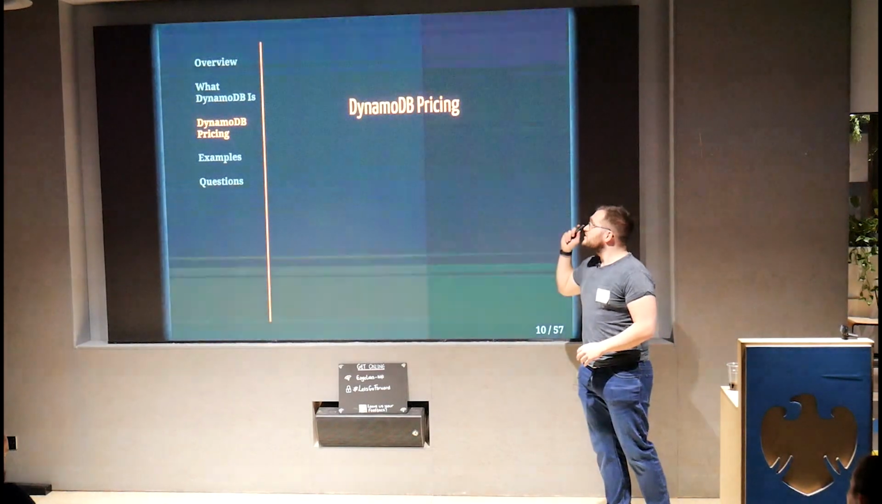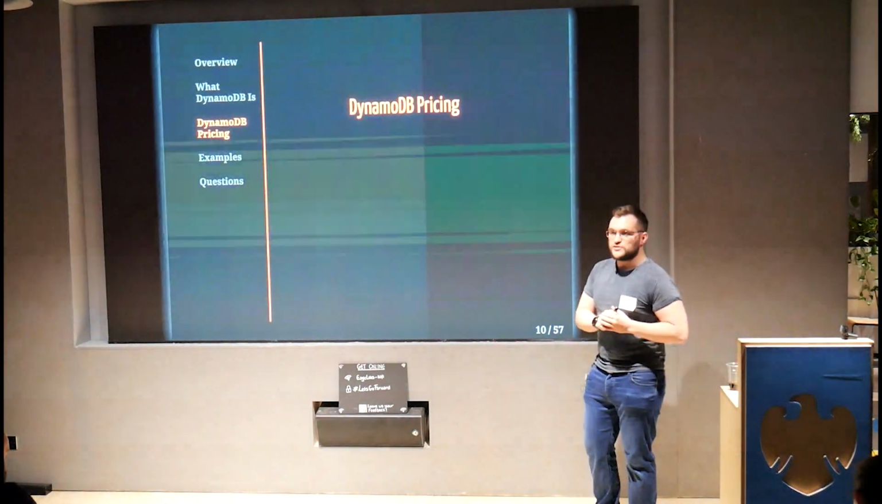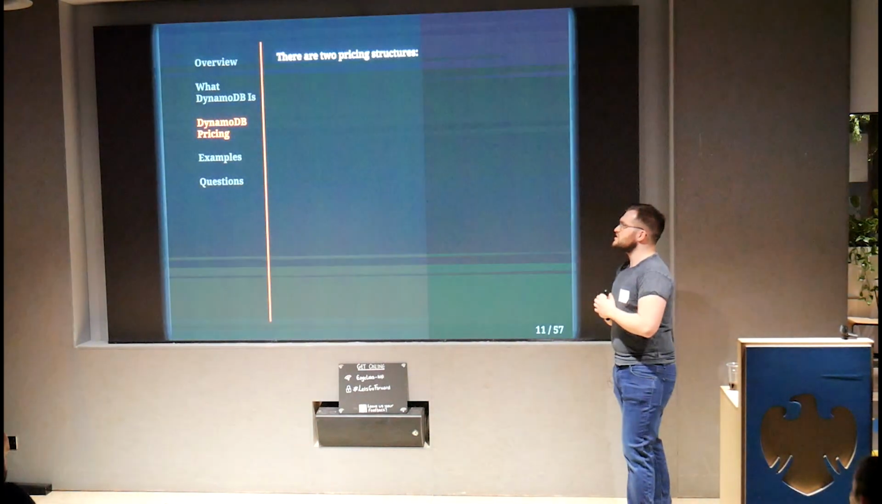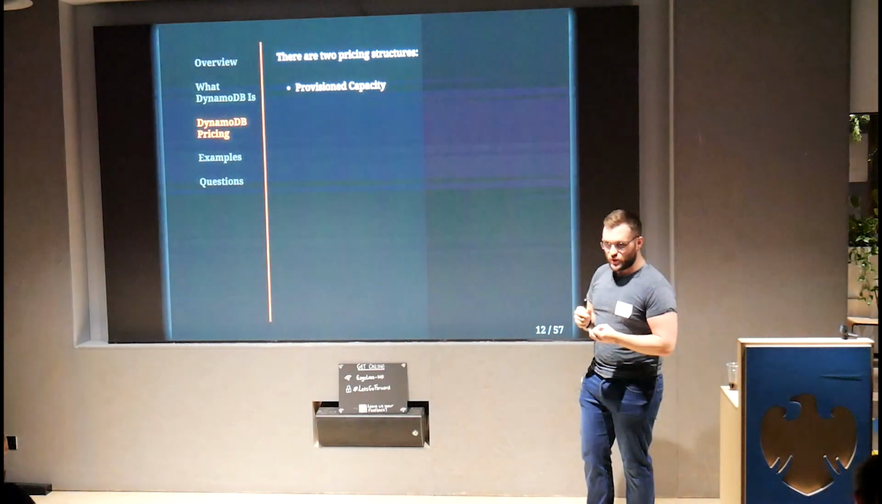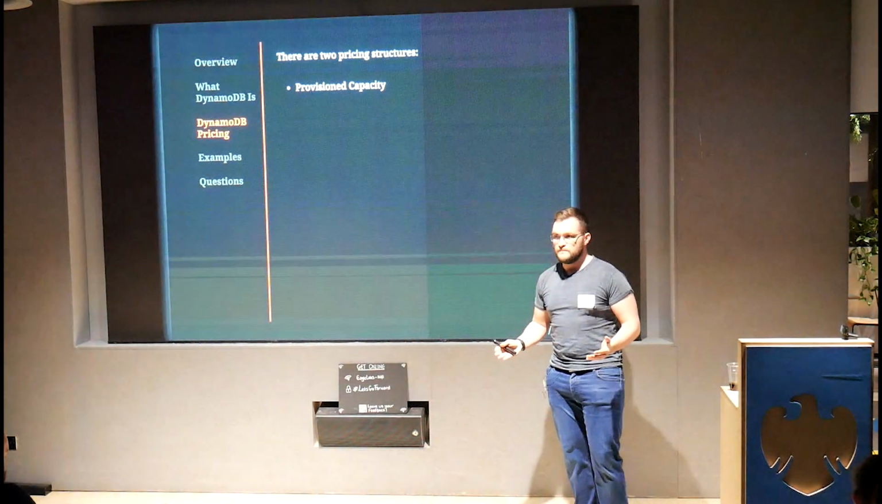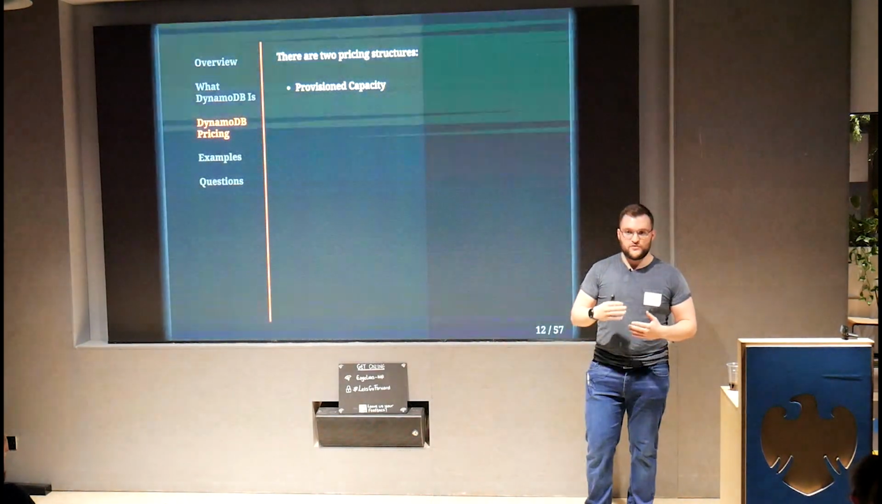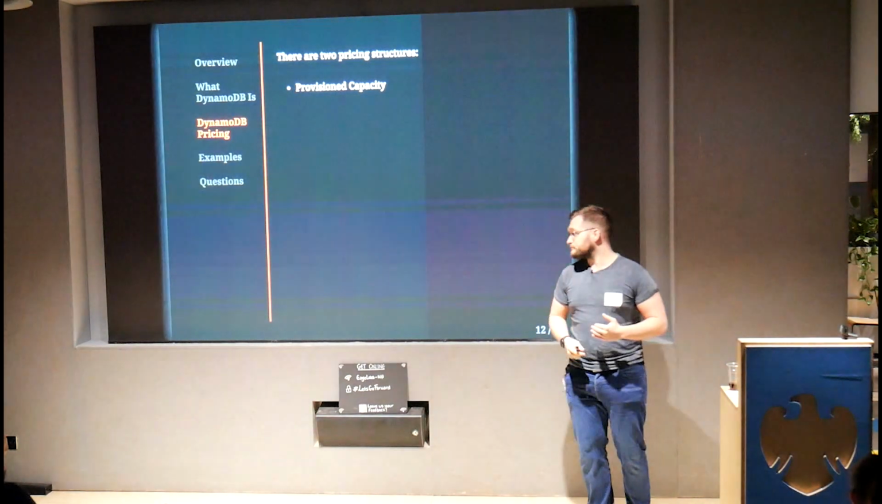Next stage, DynamoDB pricing. So there's two main ways of doing DynamoDB pricing. And they are the provisioned capacity. So this is where your billing model is that you're basically paying for a set amount of throughput. And you're getting that throughput fairly consistently. You go above that throughput, you're going to start getting throttled on it.